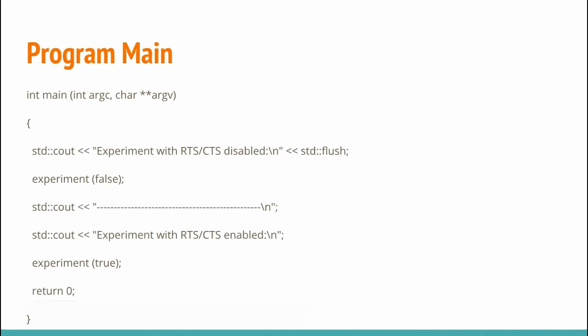This is the main part of the code, right? We are going to print two statements: experiment with RTS-CTS disabled and experiment with RTS-CTS enabled. Before printing the next statement, we add a line called experiment false. That goes to the main function. If the experiment is false, it comes under the basic running of the code, without RTS and CTS. If we need RTS and CTS, we just add this line and make the experiment true.